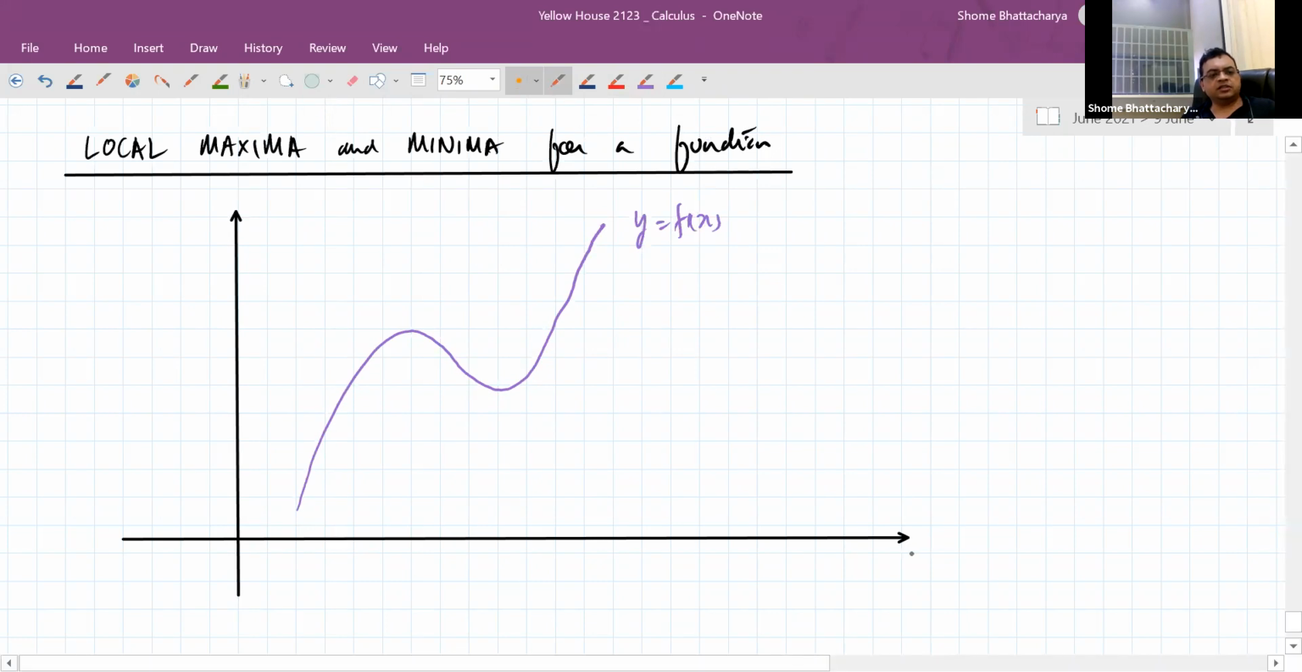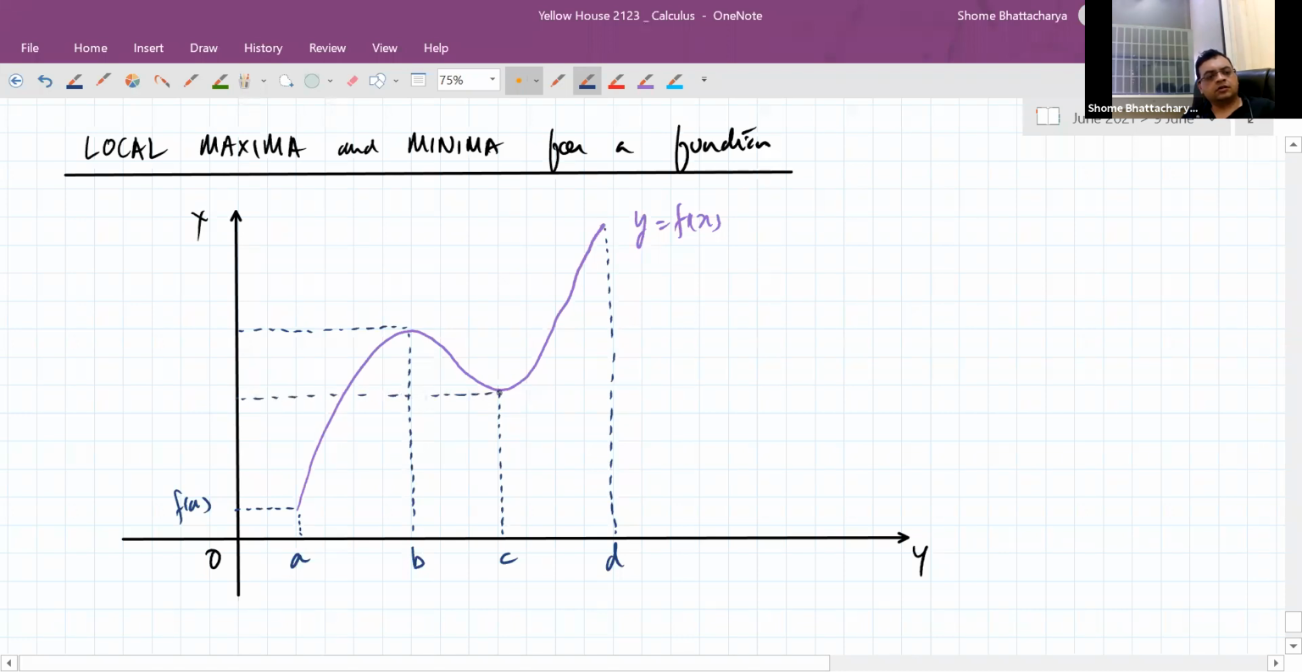where the behavior of the function is such that, let's say, it starts from the point x equal to a, increases till it reaches this point b, then the function starts dipping again, or it starts decreasing again, decreases all the way till it reaches the point c, and then again it starts increasing all the way till it reaches the point d. So the corresponding values here are f of a, similarly f of b, similarly f of c, and so on and so forth.